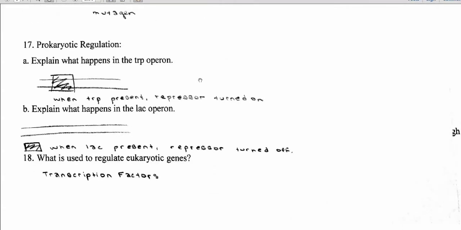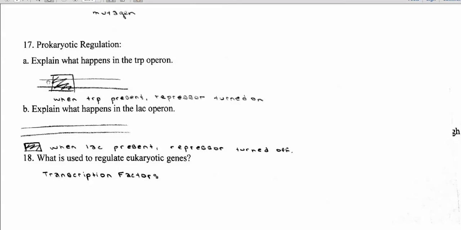When I'm talking about operons, guys, I'm talking about prokaryotic gene regulation. And so the trp operon, what happens, if I have trp, that causes the repressor to be turned on. The repressor just binds to the operator, and all it does is it prevents transcription from happening. So if the repressor is turned on, no transcription is going to happen, and then therefore no translation.